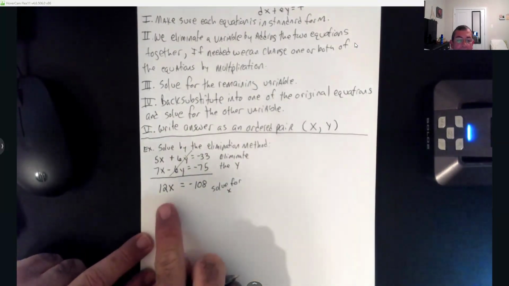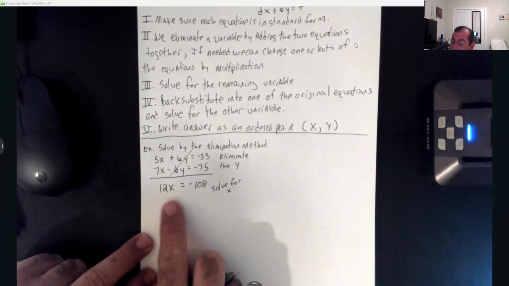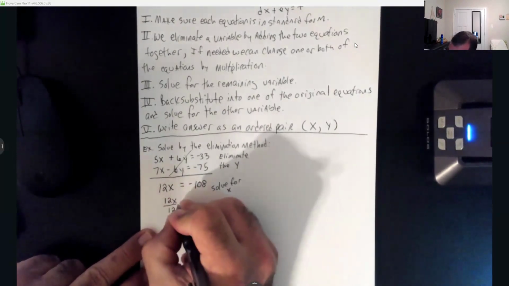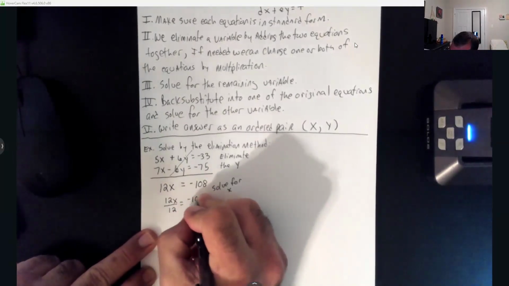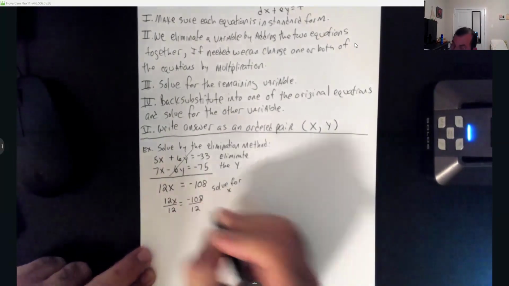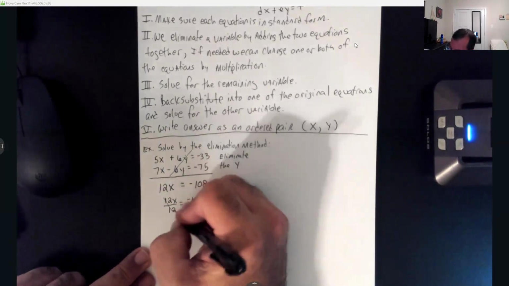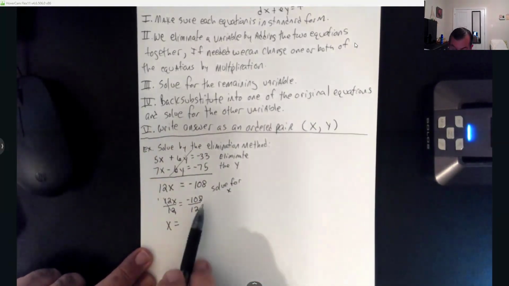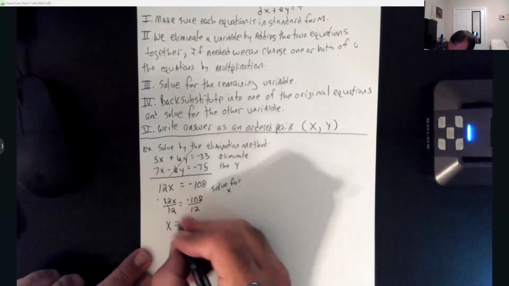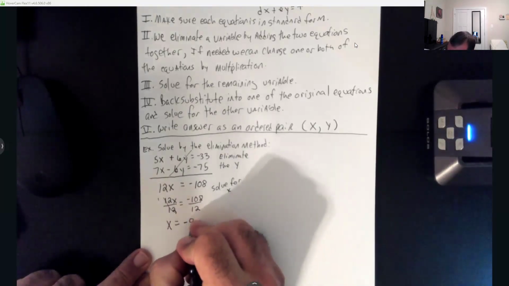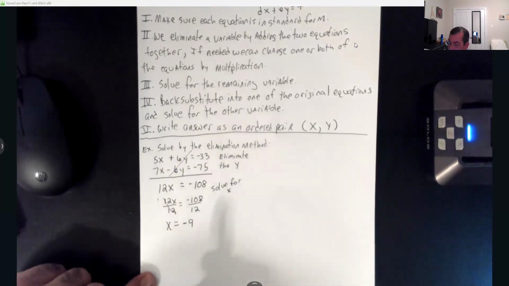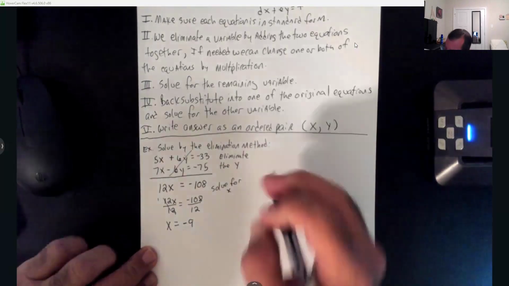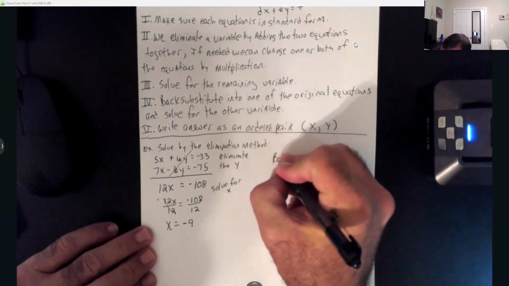And y'all, to solve this for x, all I got to do is divide both sides by 12. So I got 12x divided by 12, that'll equal negative 108 divided by 12. Well, y'all, that cancels, giving me my 1x over here. And then negative 108 divided by 12 gave me a negative 9. So I now know that the x is negative 9. So now we're going to back substitute.